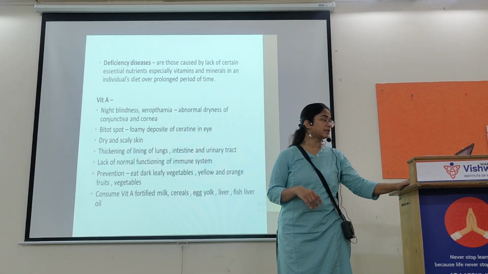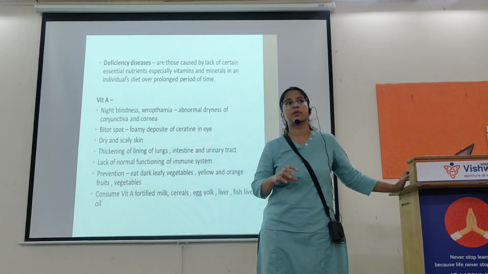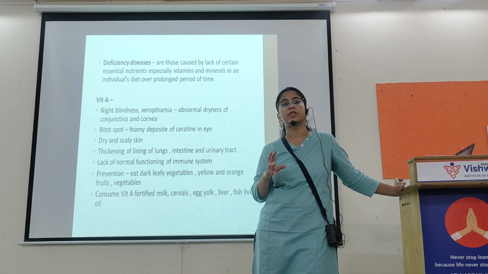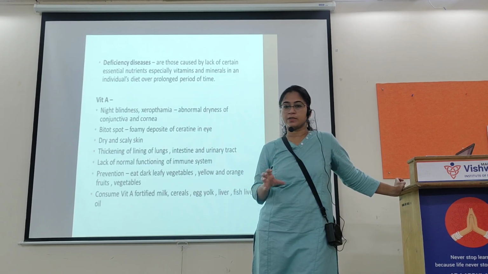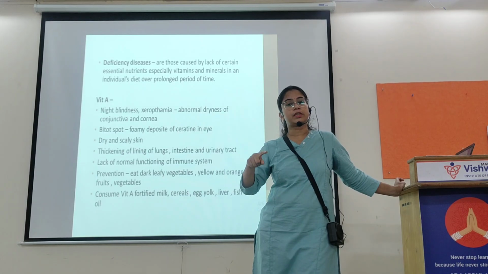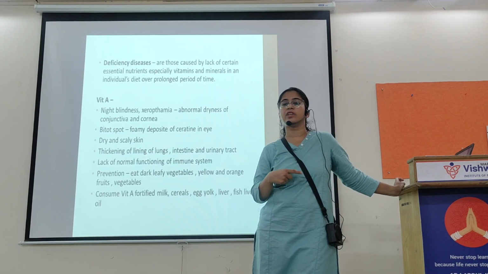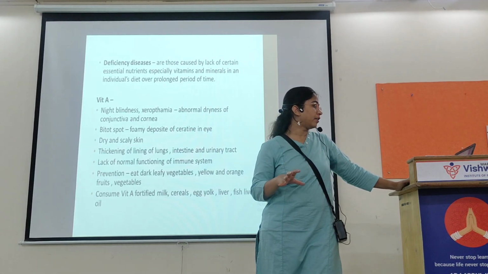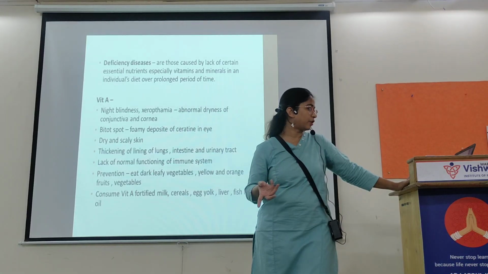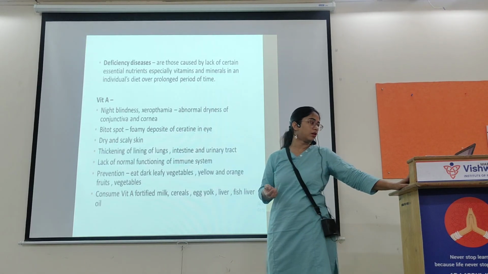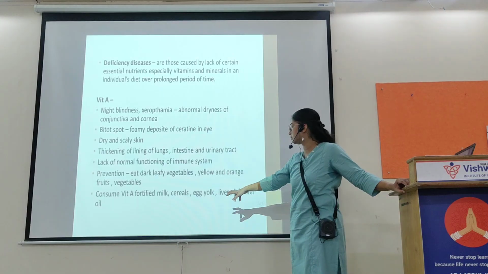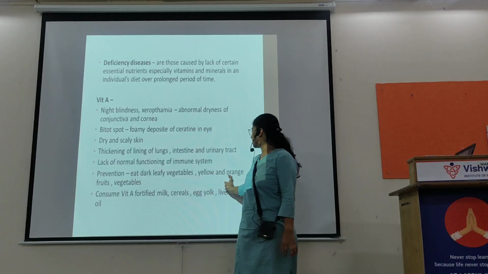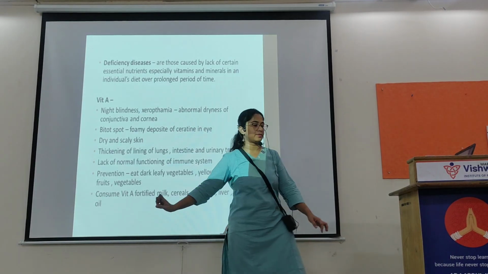Then deficiency diseases are there. Usually what happens, anemia does not only depend upon iron deficiency, it depends upon vitamin B12 and other vitamin B complex deficiency also. So you have to include food which is rich in vitamin B complex in that child's diet. Usually vitamin A deficiency causes night blindness. So include vitamin A fortified milk, some cereals, egg yolk, liver, fish liver, and green leafy vegetables, yellow and orange fruits and vegetables. Okay.